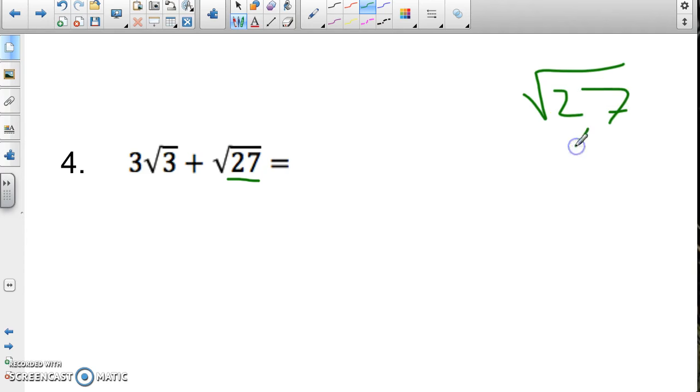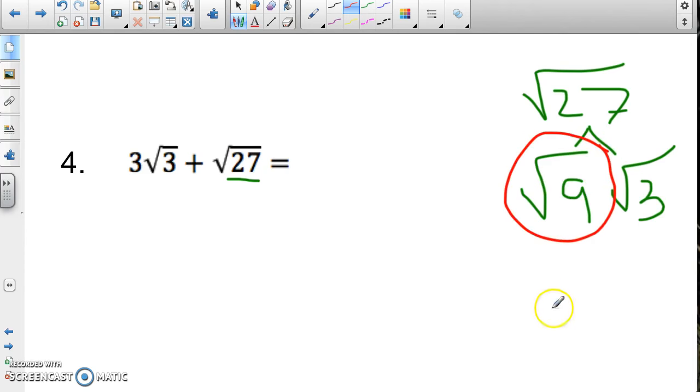And two numbers that multiply to 27, one of them being a perfect square. So if we look, we have a 9 and a 3. 9 times 3 is 27. And of these two numbers, 9 will be the perfect square. Square root of 9 is 3. So we have 3 radical 3 now. That's going to replace our radical 27.